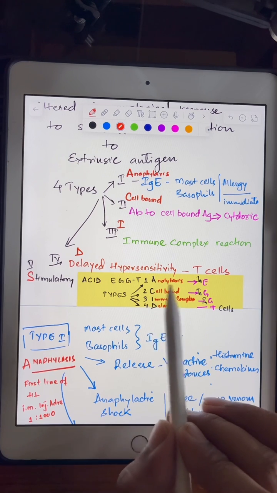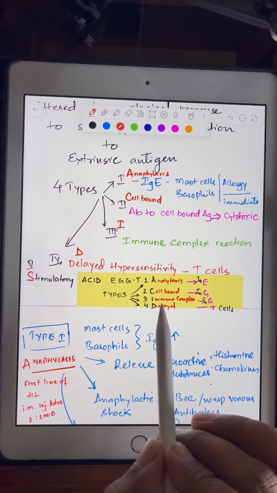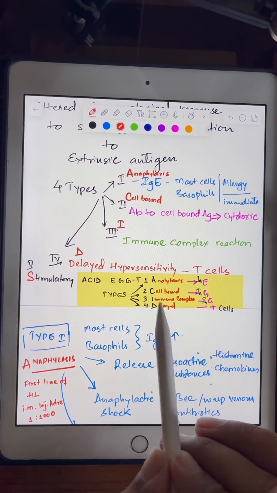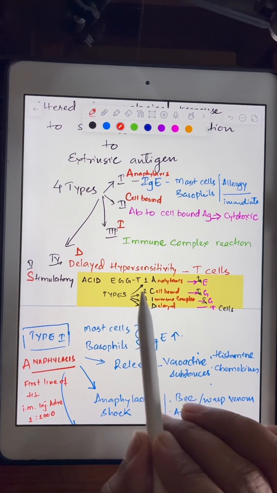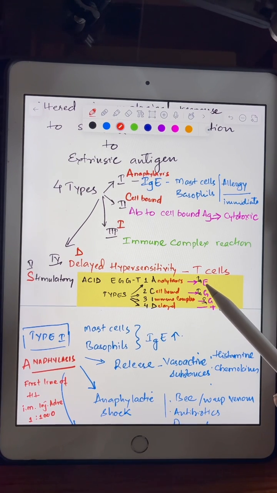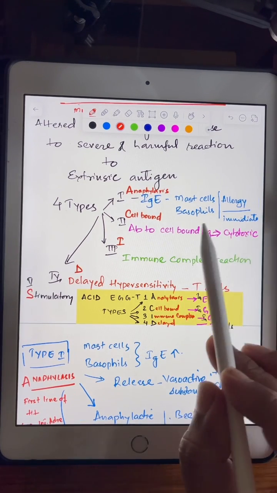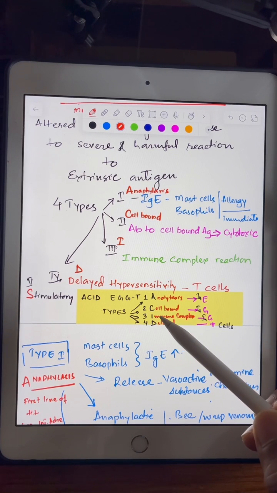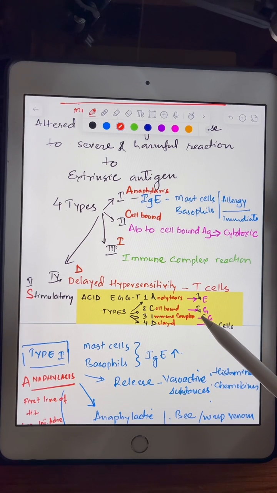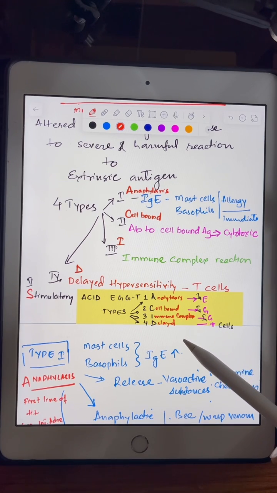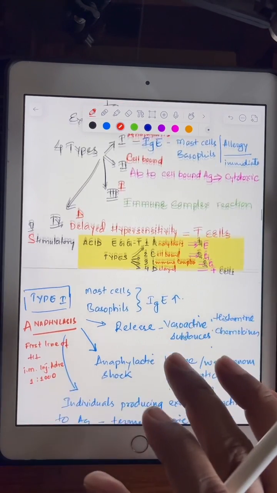ACID: anaphylaxis is 1, cell bound is 2, immune complex is 3, delayed is 4. And EGGT is the mnemonic to remember: anaphylaxis is caused by IgE allergy, cell bound is IgG, immune complex is IgG, and T is delayed hypersensitivity, type T.